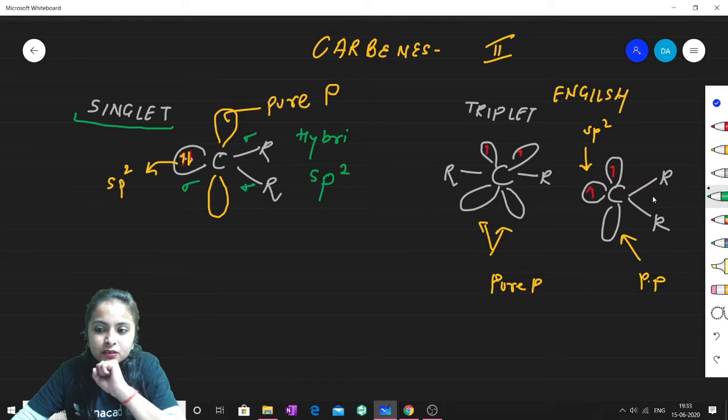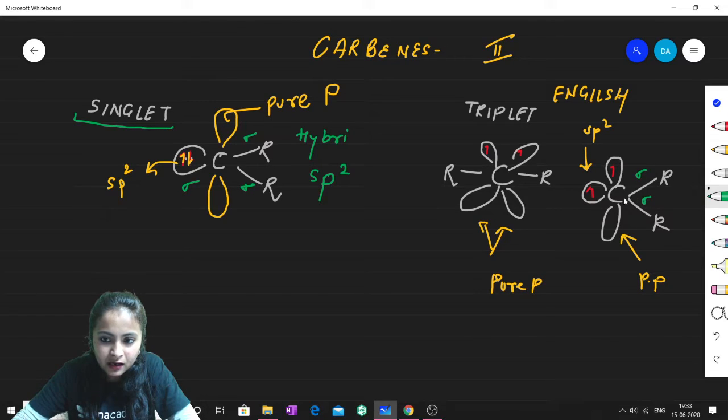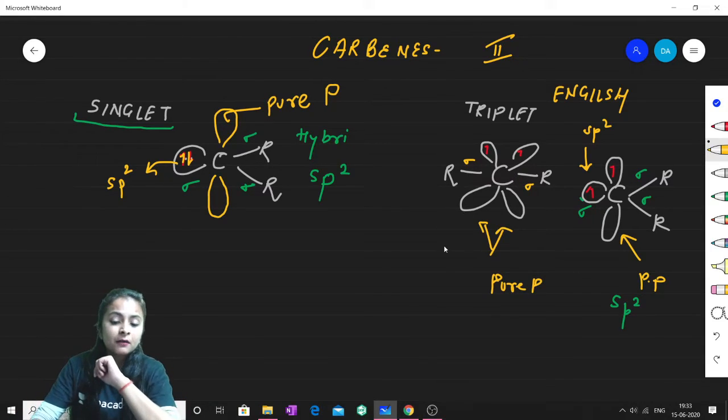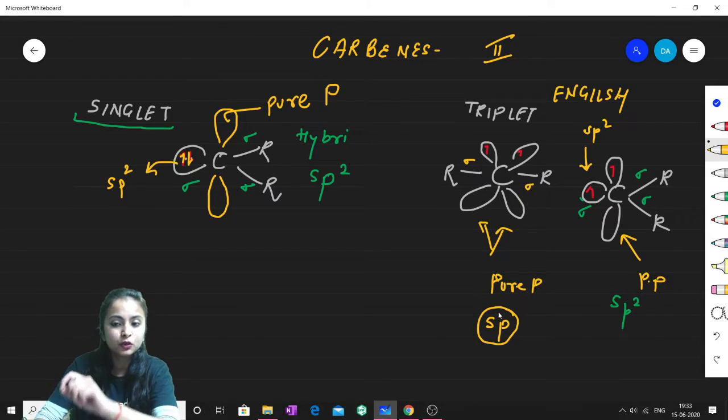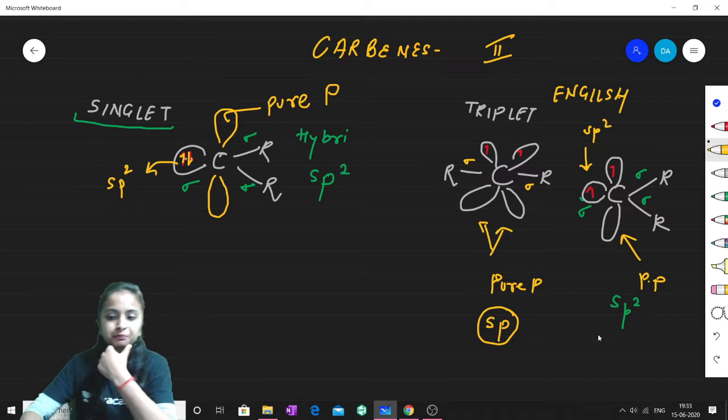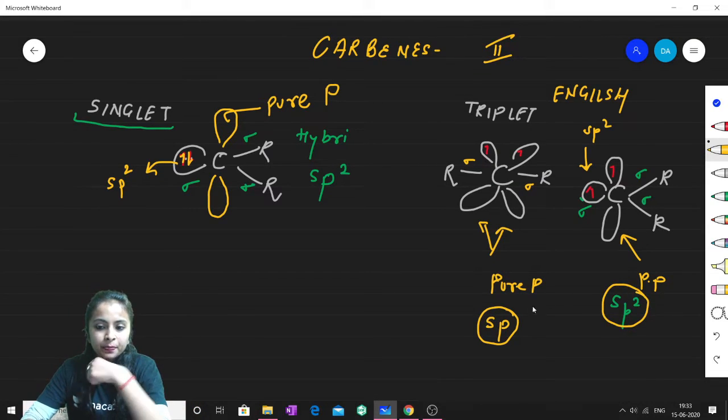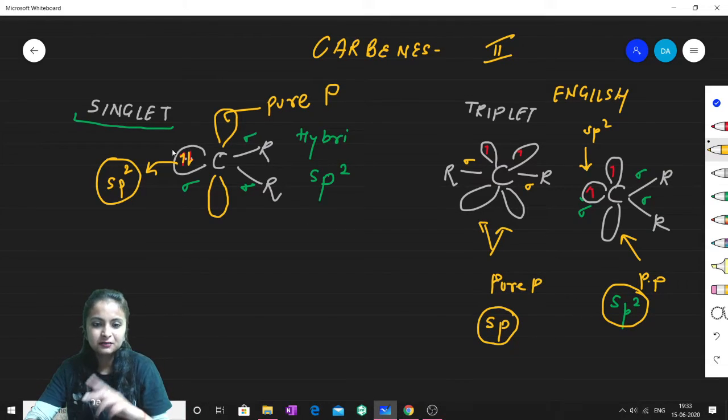Similarly, in this one, this is sigma, and this orbital is sp2 hybridized, so we consider this also sigma, and therefore it is also sp2 hybridized. But if we talk about this one, this is sigma and this is sigma, but these two orbitals are pure p orbitals, so the hybridization of this particular carbene is sp. This point is to be noted: this is sp2, this is sp, and this is again sp2.